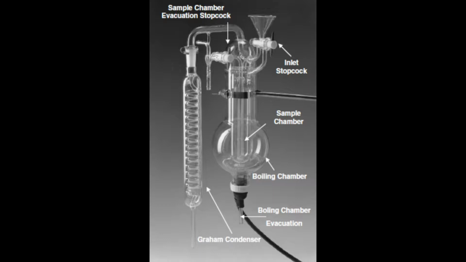The top joint allows the vapor to travel from the sample chamber into the condenser, cooling to a liquid distillate. The evacuation stopcock allows the sample to be flushed from the sample chamber when parallel.